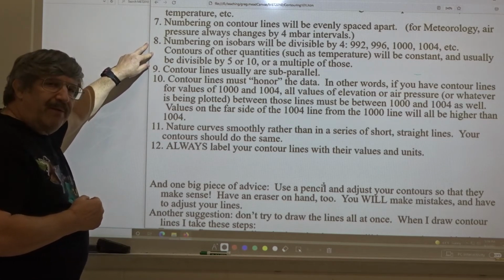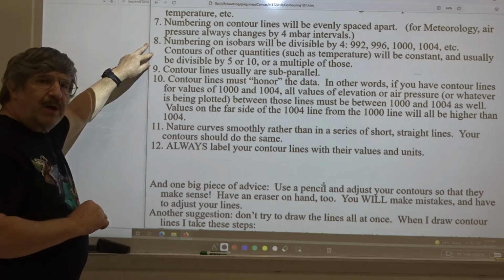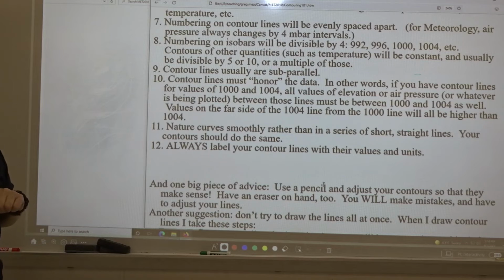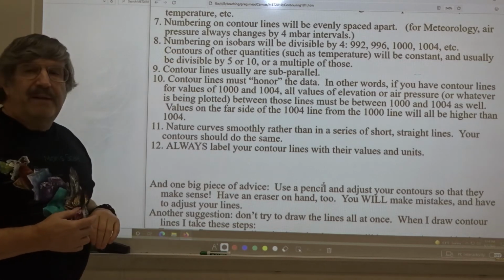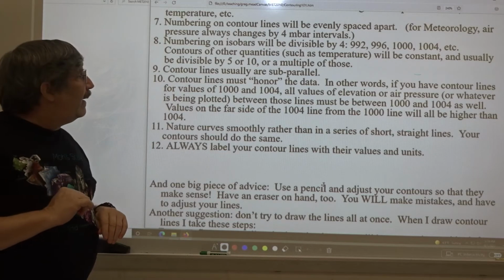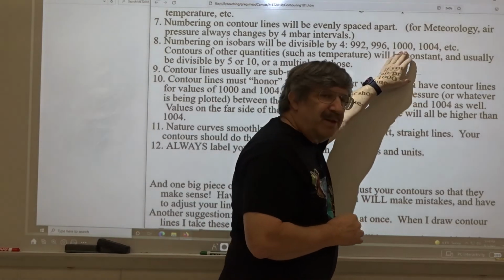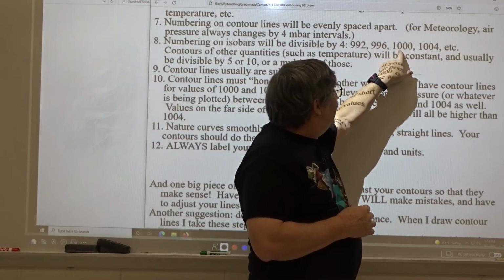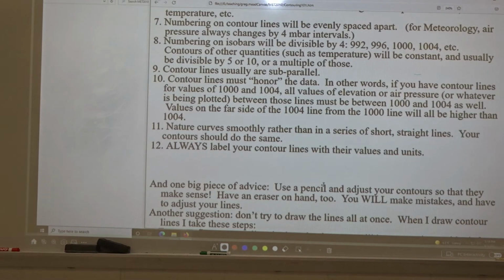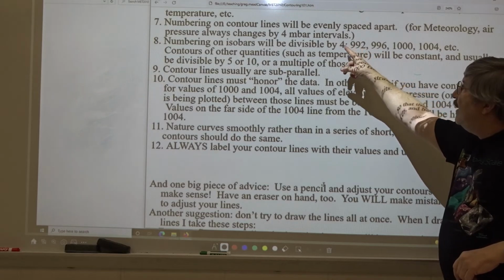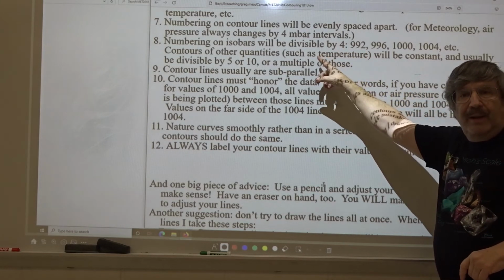Again, by convention, meteorological air pressure maps are always every 4 millibars, and to make it so that you can recognize them and standardize them, the numbering on the isobars will always be divisible by 4. And because 1,000 is divisible by 4, this is a convenient benchmark. You'll go from 1,000 to 1,004, 1,008, 12, 16, 20, and so on. And then you'll go down from 1,000 if you have low pressure areas, from 1,000 to 996, 992, 988, 984, 980, and so on.